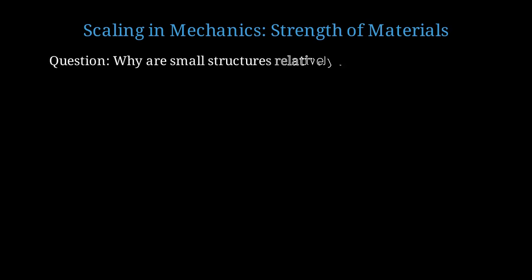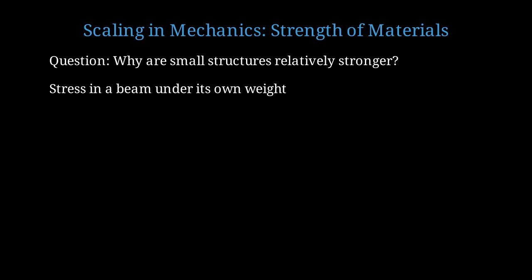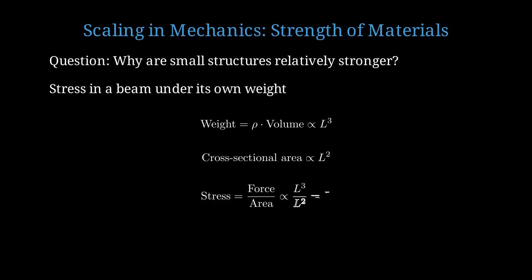Here's an interesting question. Why are small structures like paper clips or needles relatively much stronger than large structures like bridges? Consider a horizontal beam supported at both ends. The stress in the beam due to its own weight depends on scaling. The weight is density times volume, proportional to L cubed. The cross-sectional area that supports this weight is proportional to L squared. Stress equals force divided by area, which is proportional to L cubed over L squared, which equals L. So stress increases linearly with size.